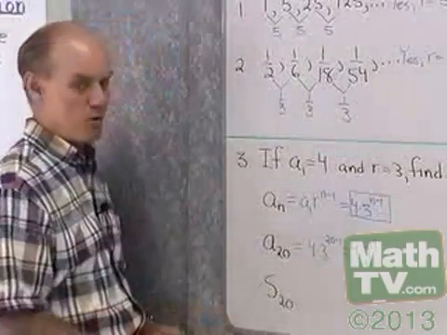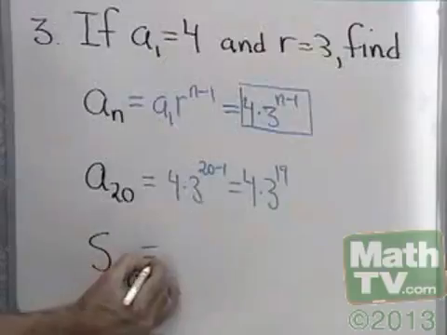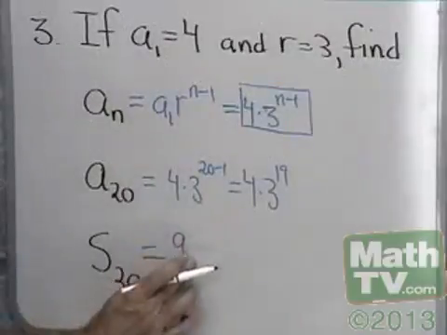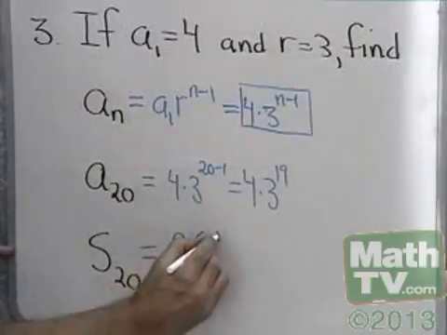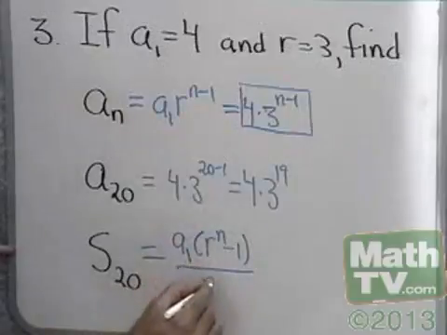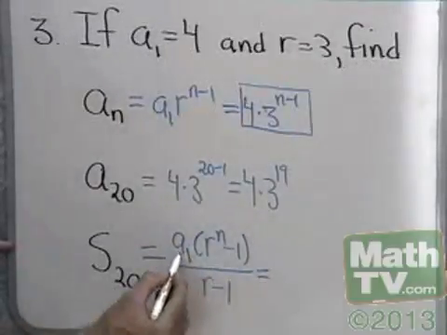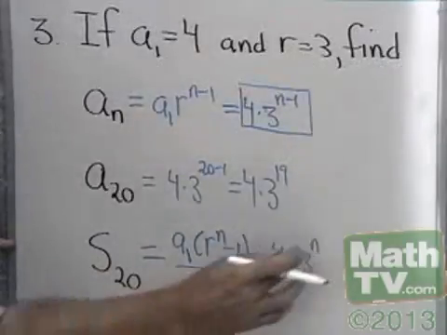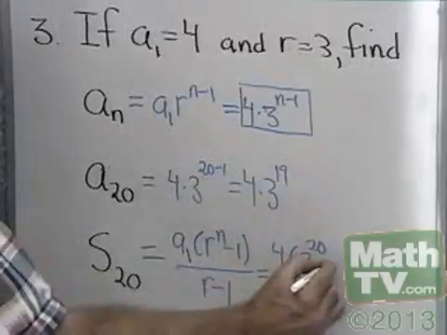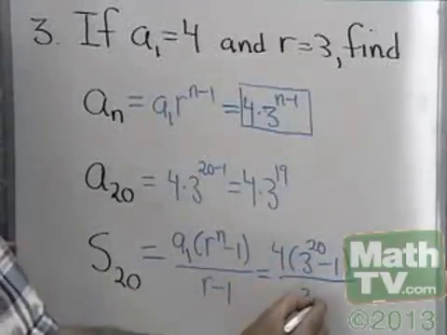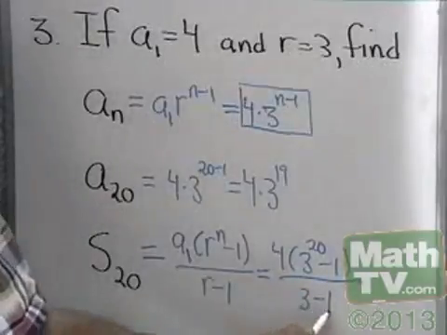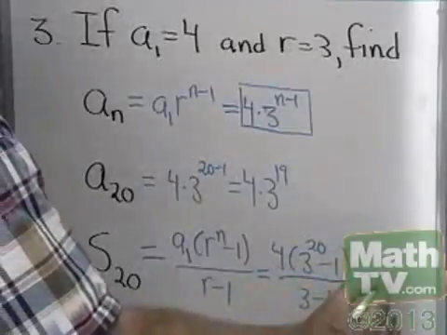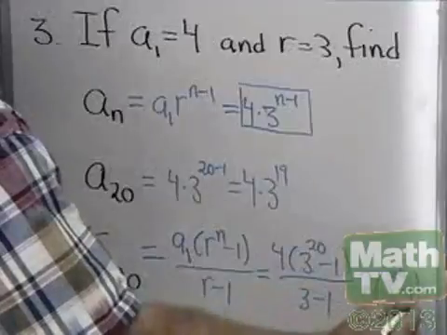Now how about the sum of the first 20 terms of this progression? It will be equal to the first term, a sub 1, times r to the n minus 1 divided by r minus 1. So I'll just substitute in a sub 1 is equal to 4, r is equal to 3 to the nth power, and n is 20 in this case, so 3 to the 20th minus 1, all divided by r minus 1. Now let's see, r minus 1, 3 minus 1 is 2, goes into 4 twice, so I end up with just 2 times 3 to the 20th minus 1.